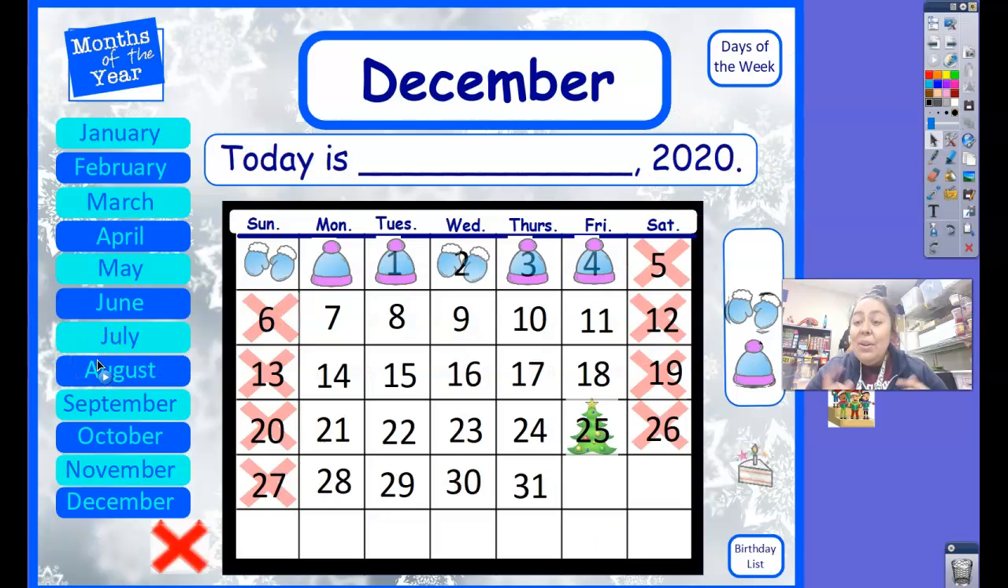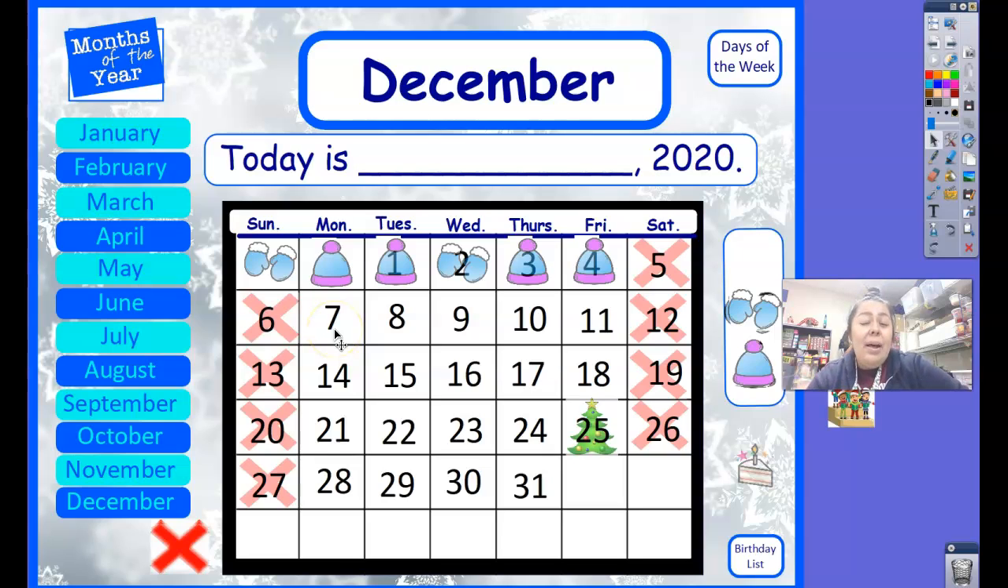Here's our calendar. So let's go ahead and count. We don't have to count very far because we still are in the beginning of the days of December. But let's see what number we're on. 1, 2, 3, 4, 5, 6, 7. We're on number 7 for the month of December.